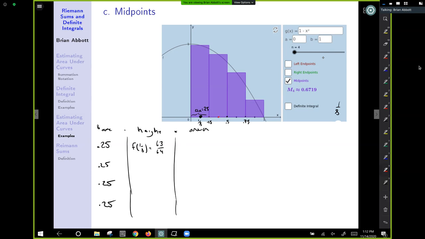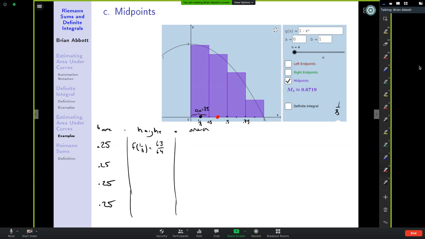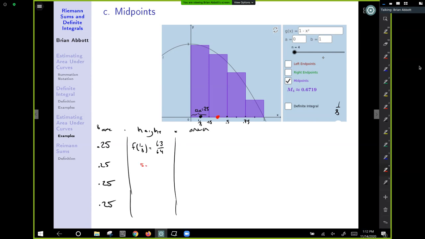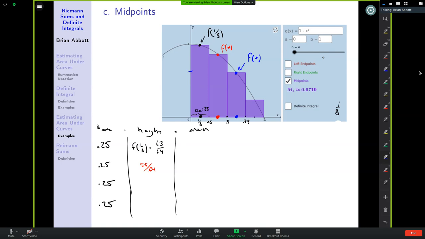This next rectangle, sorry, I'm mixing up my colors a little bit. It looks like it's going to be 55/64. And I've calculated that. And then this next rectangle, the third rectangle, this point corresponds to the height, which is f of 1/8. And sure enough, this height is defined by the function being evaluated at our red input value. This blue input value defining this rectangle is defined by the height, which corresponds to the y-axis, the function evaluated at our blue input point. So that blue point gives us an area for that rectangle of 39/64.